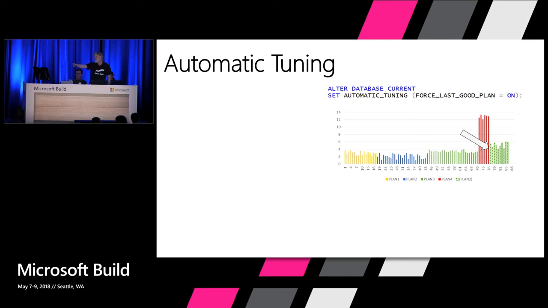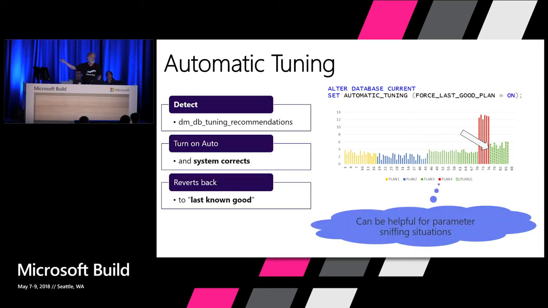So again, you have execution going along happily, and suddenly it regresses. The red bars indicate that your execution time shot way up. FORCE_LAST_GOOD_PLAN = ON is the syntax for forcing it. It can be helpful for parameter sniffing situations. You have the DMV for tuning recommendations, which puts out a JSON bundle that tells you what went wrong. With automatic tuning, the system just corrects.